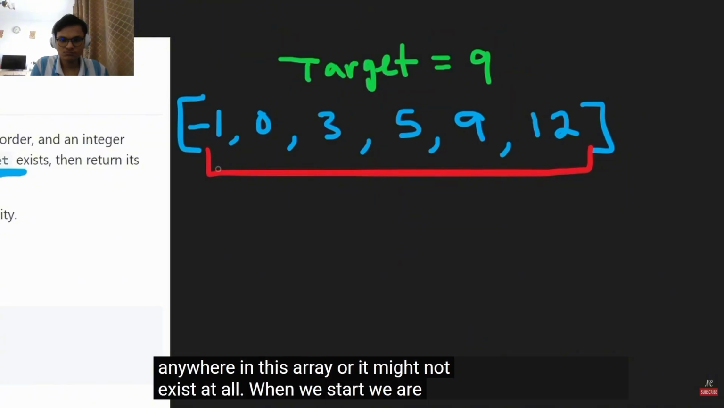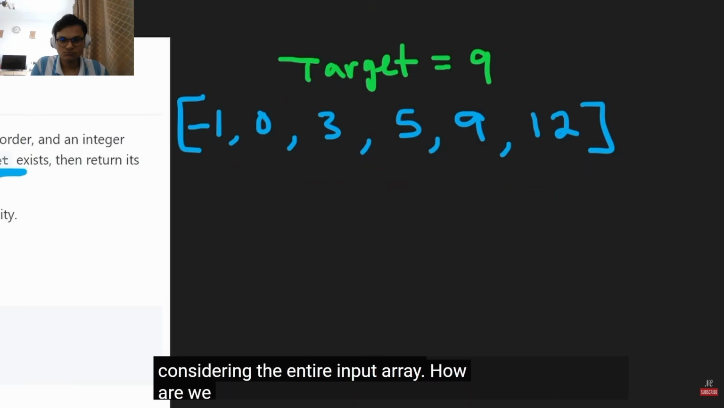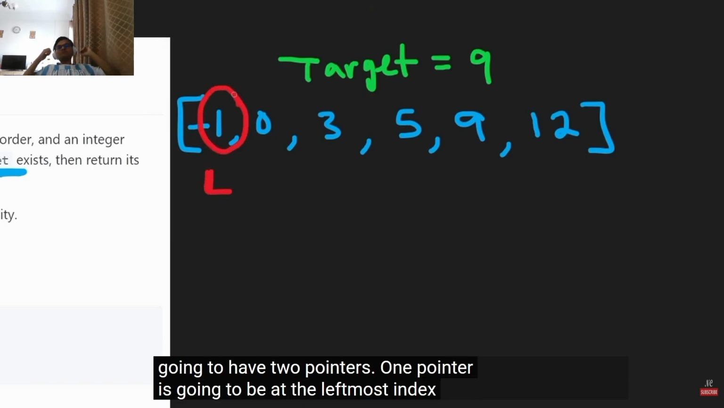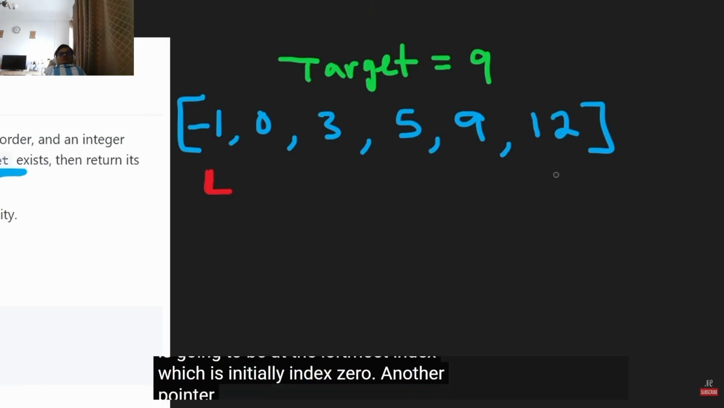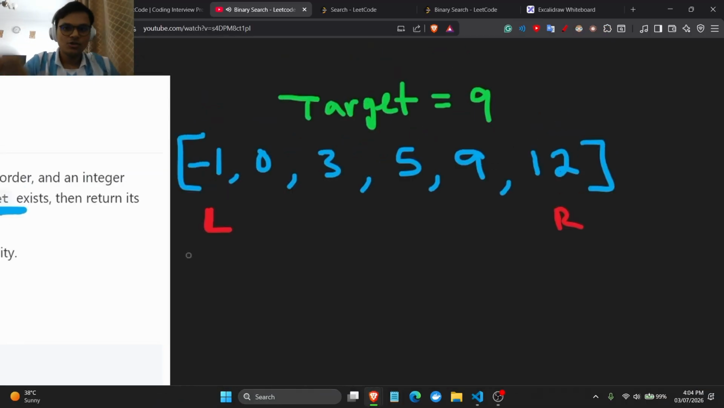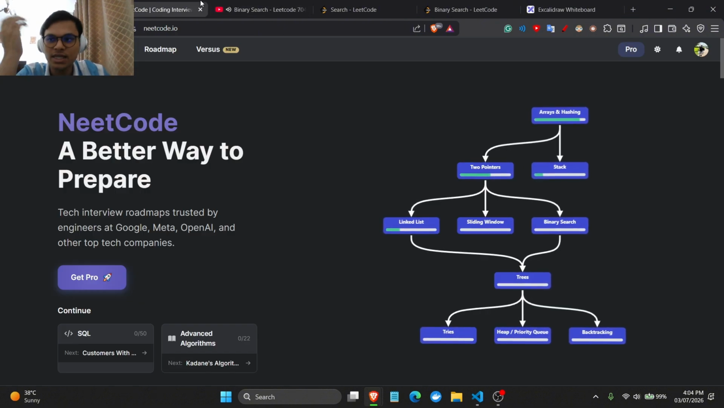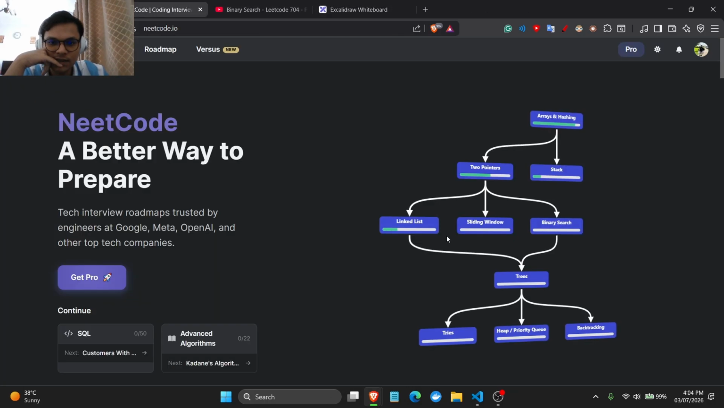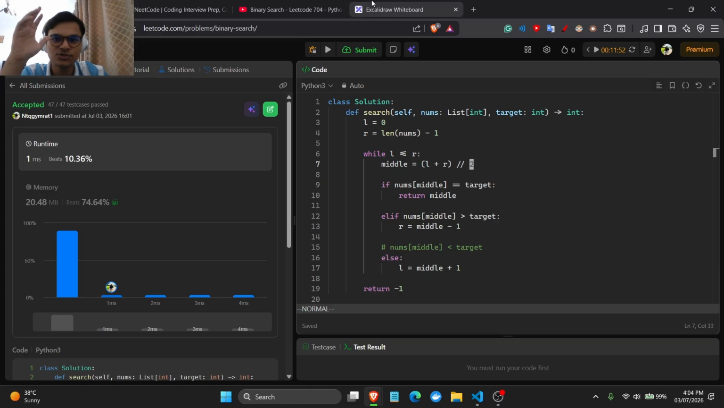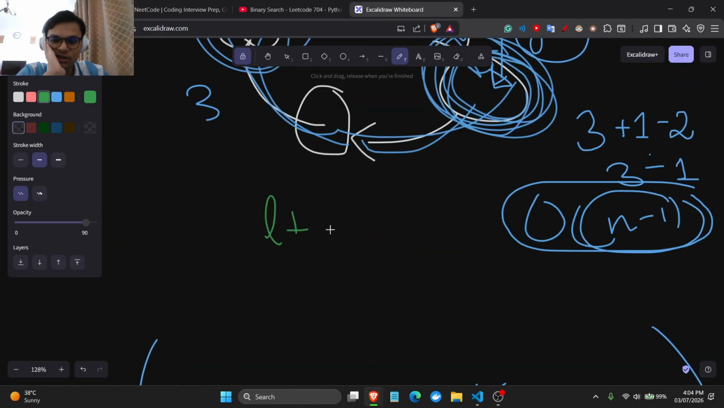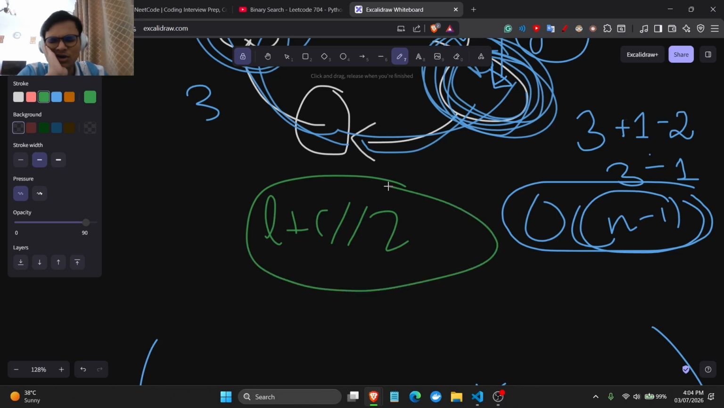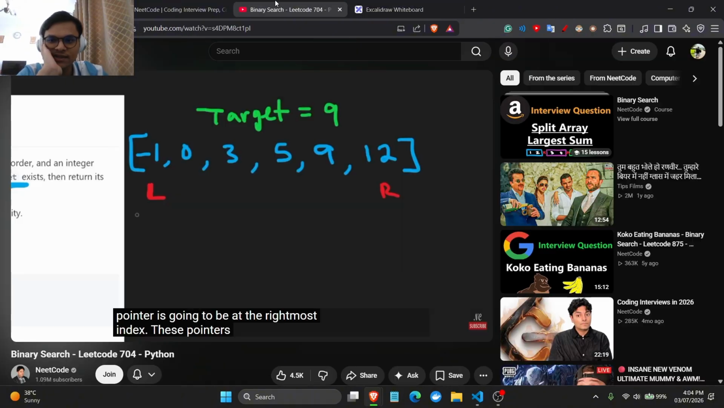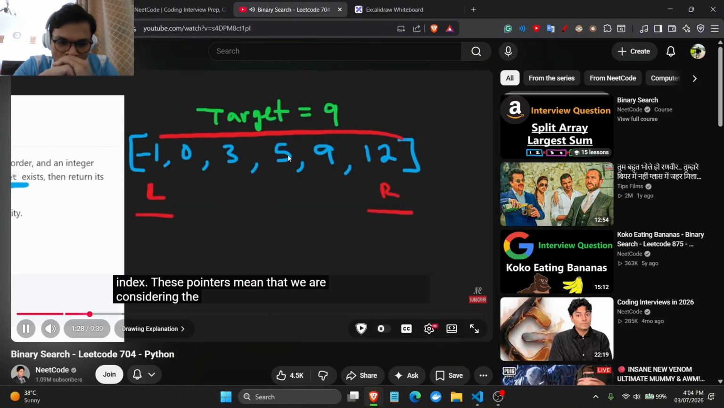When we start, we are considering the entire input array. How are we going to do that? Well, we're going to have 2 pointers. One pointer is going to be at the leftmost index, which is initially index 0. Another pointer is going to be at the rightmost index. One of the confusions I had while solving this, and that does sound dumb in retrospect, was how the formula to find the middle value works. Because you're pretty much adding this point to this point, but then I realized, well, I guess that's how it works. These pointers mean that we are considering the entire range.